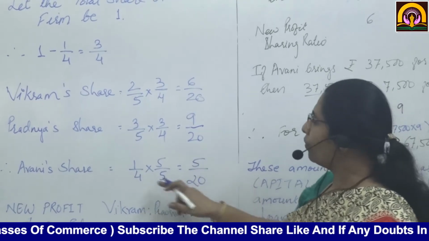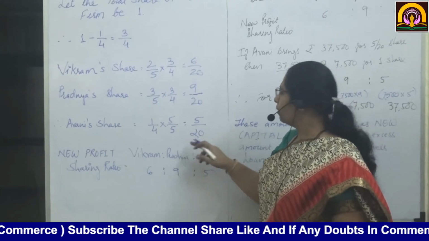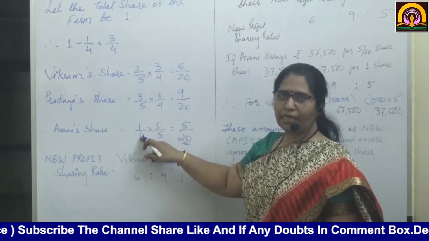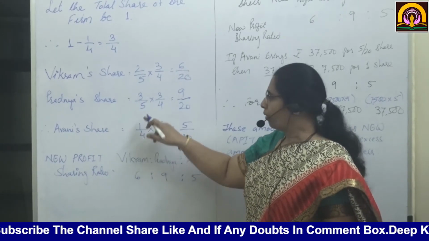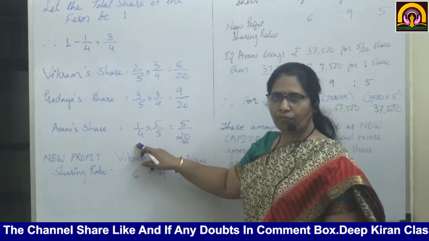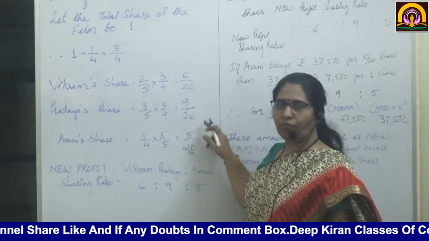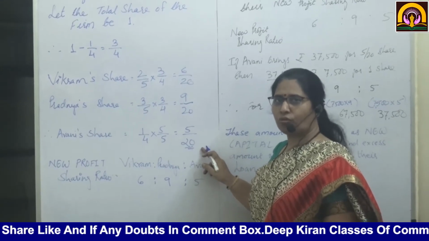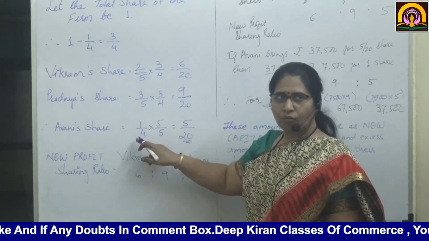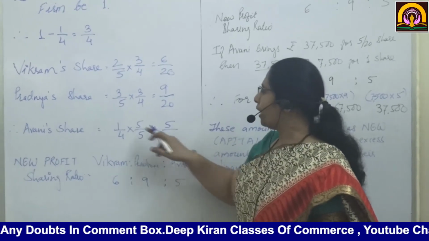So, Avni's denominator also we are going to make it 20. Now, by what number will we get 20? 1 upon 4 is the original share that he is going to share in the future. But since their denominator is 20, we will make Avni's denominator also 20. So 4 multiplied by 5 will be 20.